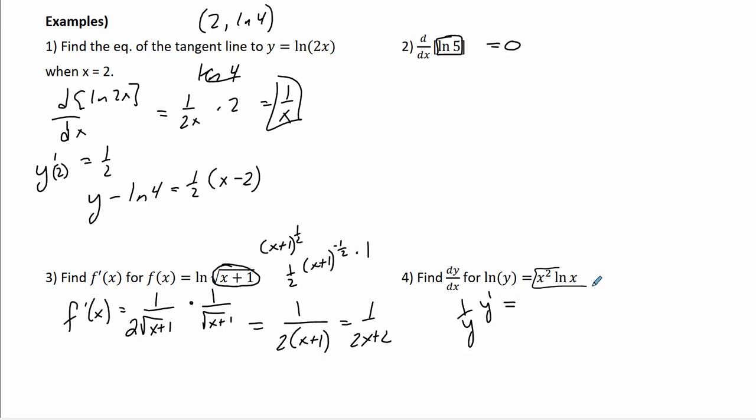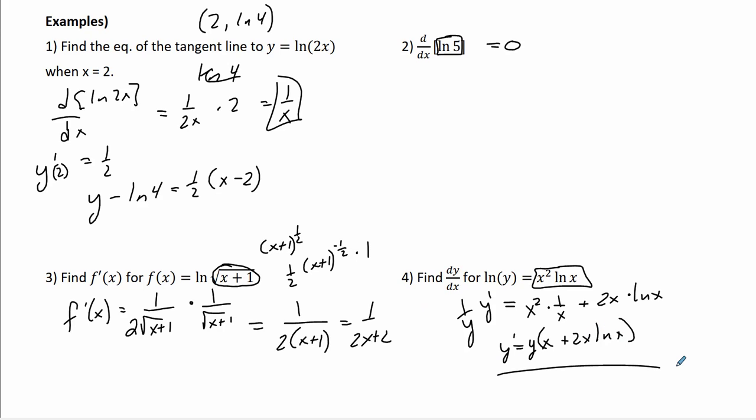Equals, now this is product rule, so I'm going to say x squared times the derivative of ln, which is 1 over x, plus 2x, which is the derivative of x squared, times the ln of x. And now I'm going to solve for y prime. So this is going to become just an x plus 2x ln of x. And then this 1 over y really becomes a y over here. So I'm going to multiply this by y, and that's what I get y prime from. If you want to distribute and get xy plus 2xy ln of x, that's fine too, but I'm not going to, and that is there.